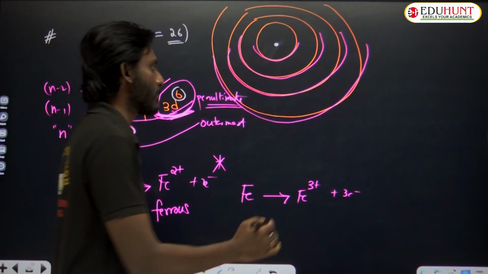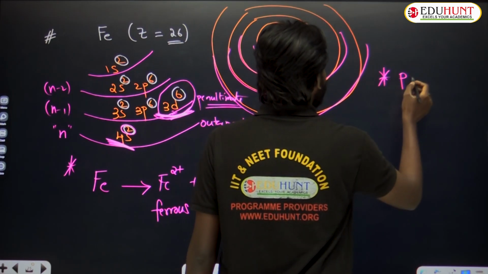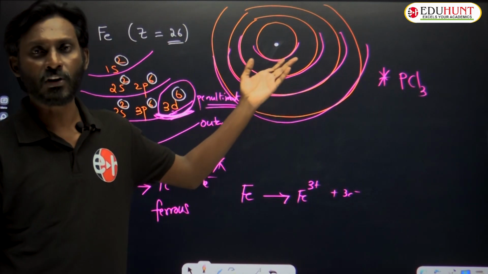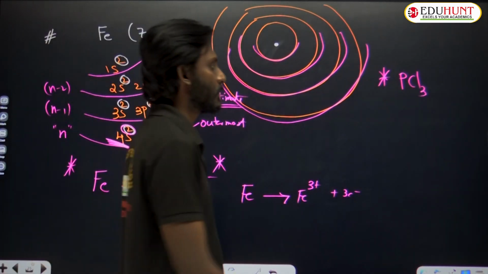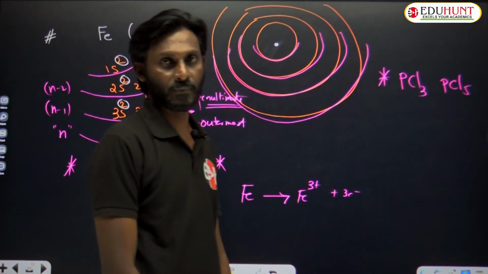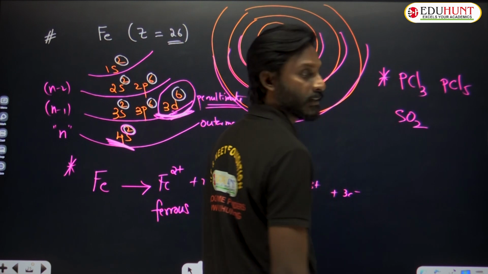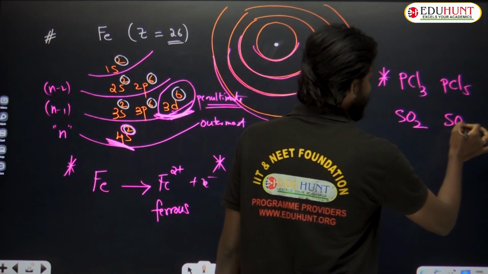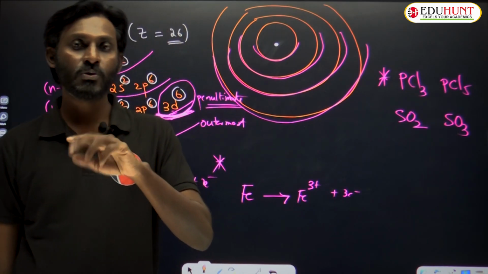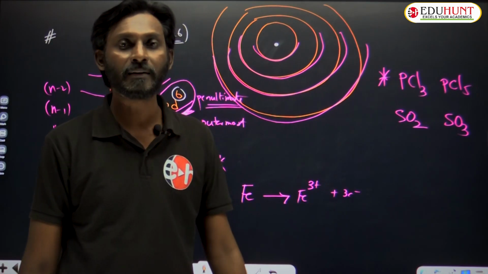I'll give some examples. You can see PCl3, phosphorus trichloride. Here, phosphorus combined with 3 chlorine atoms. But there is an example like PCl5 also. SO2, sulfur dioxide, and similarly SO3, sulfur trioxide. That means the same sulfur atom is showing more than one type of valency. What is the valency of sulfur here?